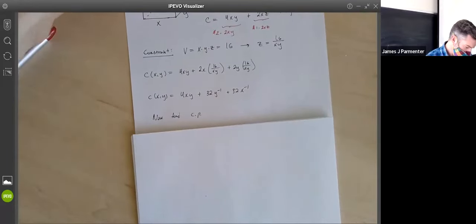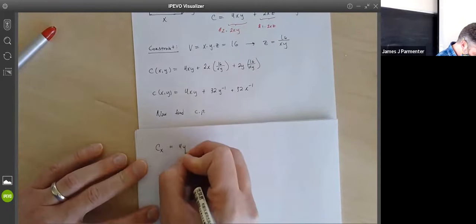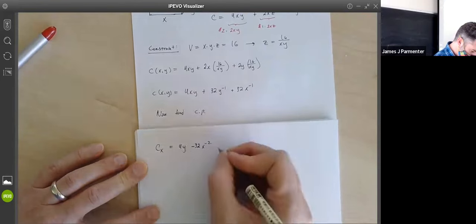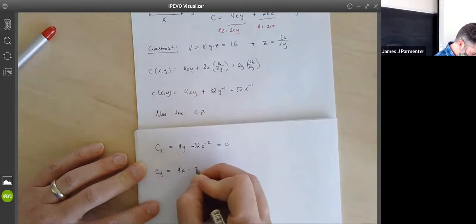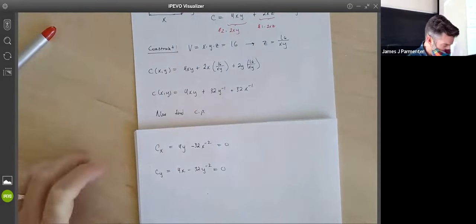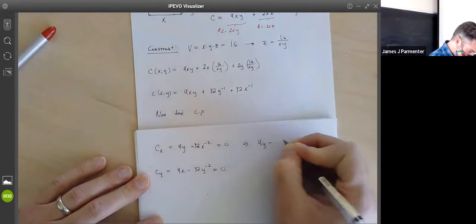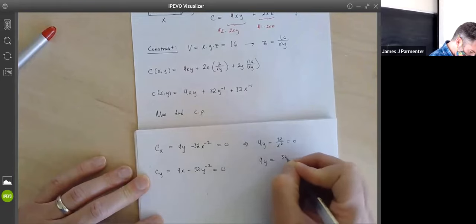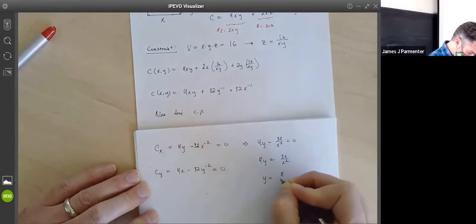All right, so the partial derivative with respect to X is going to be 4y minus 32x to the negative second. And the partial derivative with respect to Y is going to be very similar. It's going to be 4x minus 32y to the negative second. All right, I would probably write both of these as 4y minus 32 over x squared equal to zero, or 4y equal to 32 over x squared. Or dividing both sides by 4, y equal to 8 over x squared.